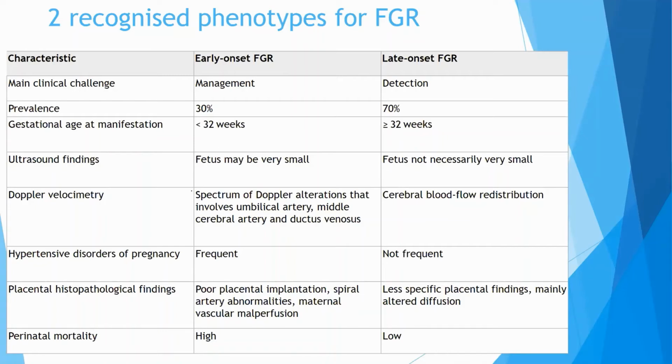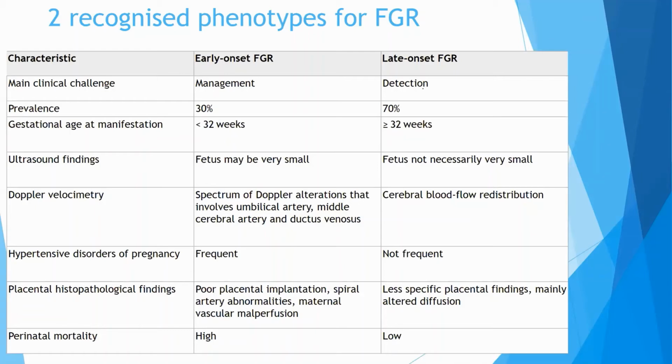And also in terms of Doppler velocimetry, the spectrum of Doppler alterations are all there for us to see. They involve the umbilical artery, the middle cerebral artery, and the ductus venosus, and we can follow up most of them and see how they are deteriorating before we have to do a delivery. If we send the placenta for histology, we see signs of poor placental implantation with spiral artery abnormalities and maternal vascular malperfusion. And the perinatal mortality for these babies is high.